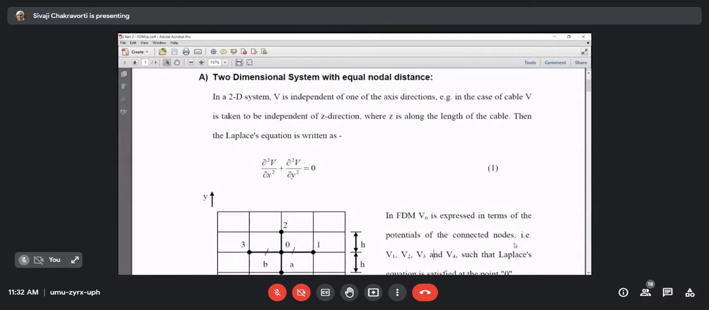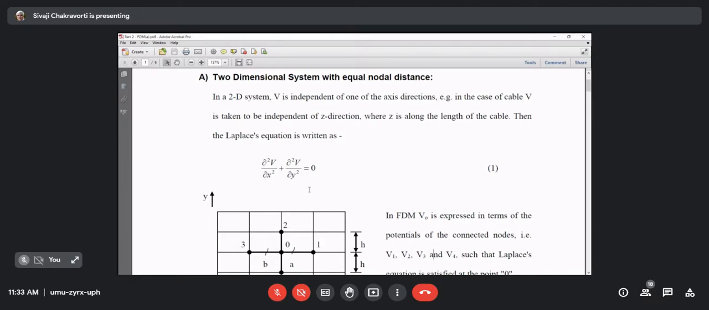Yes, sir. So now you see, this is what we are going to do based on this explanation, that we are assuming a two-dimensional system, and for simplicity, I am taking equal nodal distance. Of course, with the basic assumption that the potential distribution between two successive nodes is linear. Now, since it is a two-dimensional system, I am going to solve the Laplace's equation. So Laplace's equation, you know that del 2V del x square plus del 2V del y square plus del 2V del z square is equal to 0.